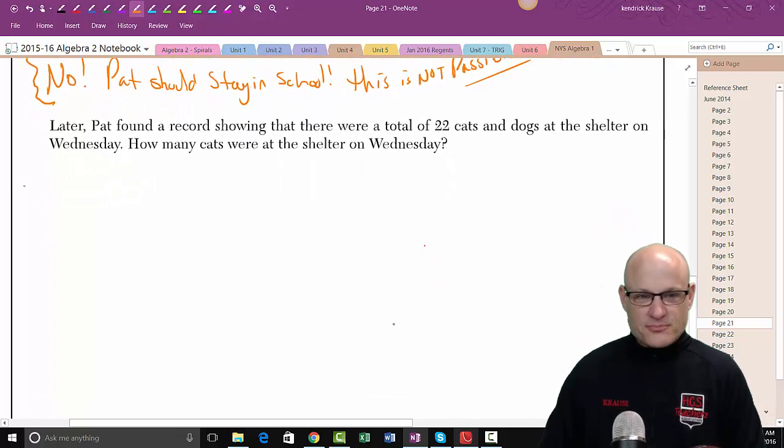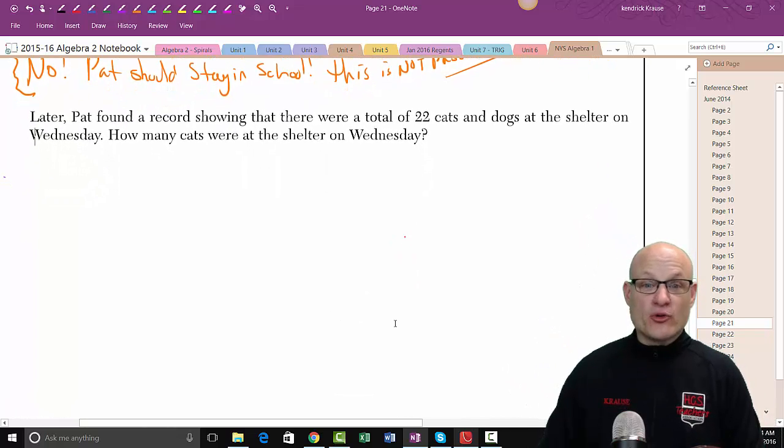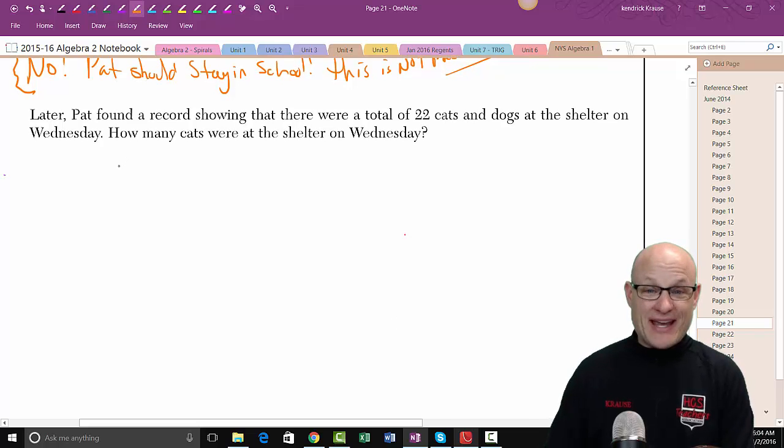All right. So later, Pat found a record showing there were a total of 22 cats and dogs at the shelter on Wednesday. How many cats were in the shelter on Wednesday? So here's how we're going to do this. We know that cats plus dogs equals 22.